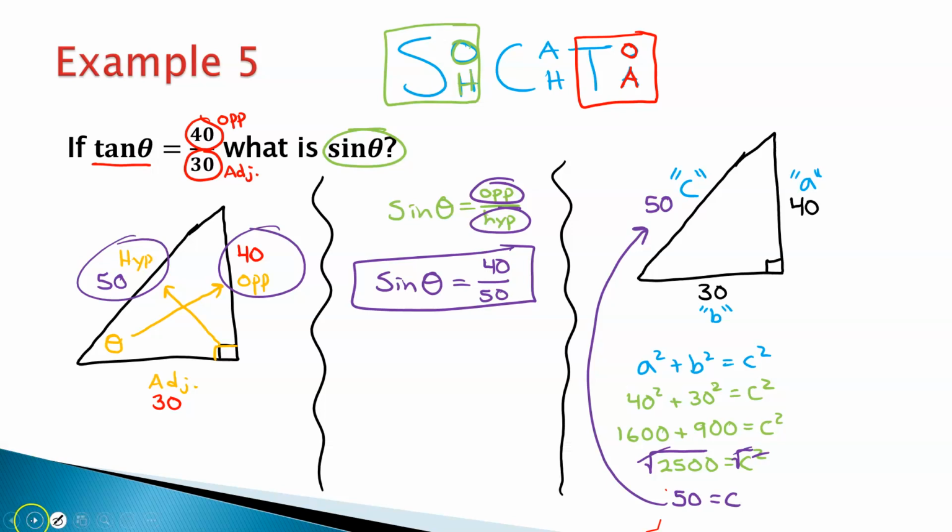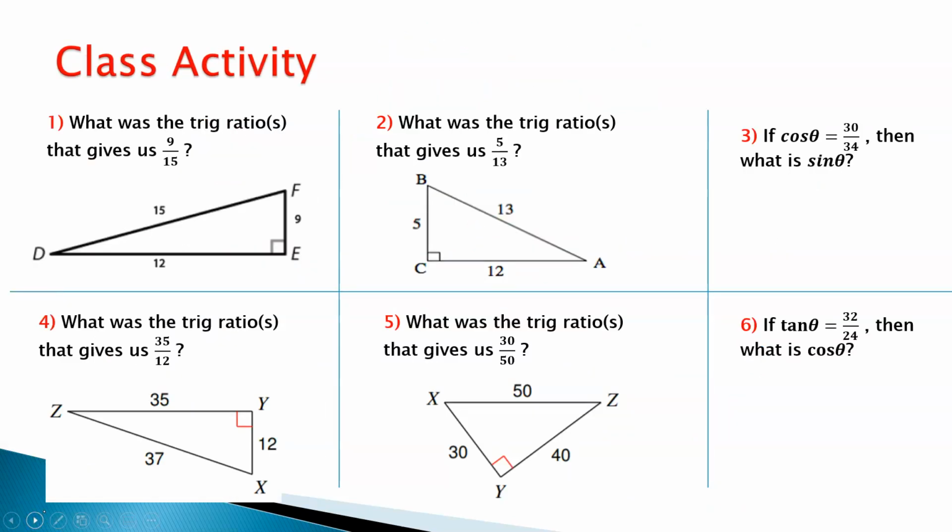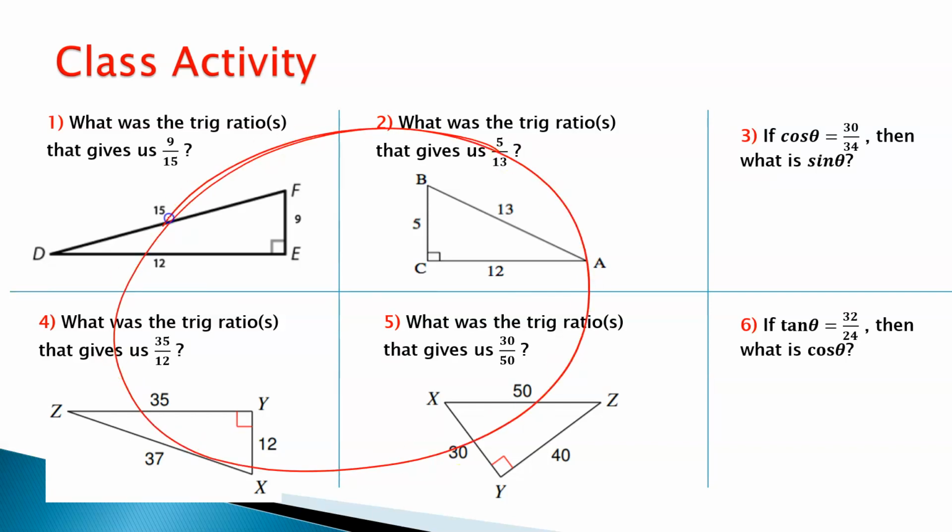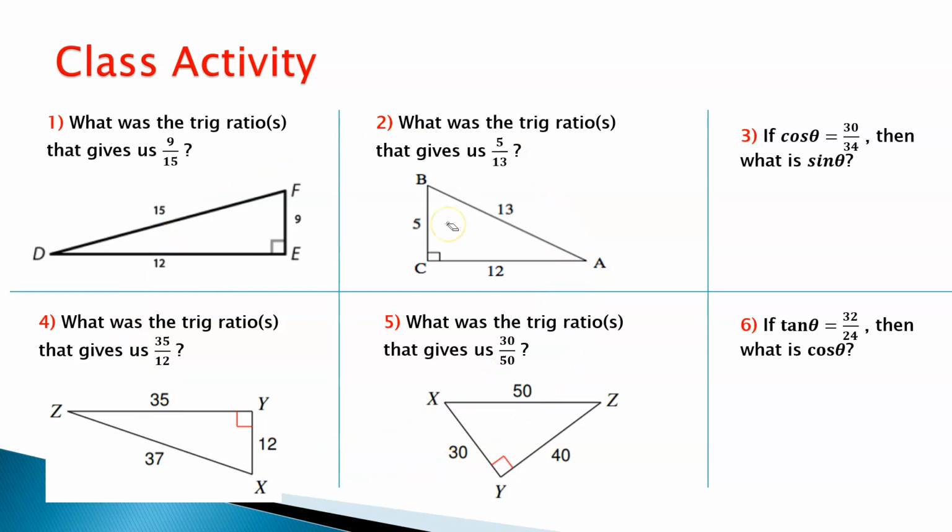All right, guys. So I believe that was the last one. Yep, there we go. So let me kind of explain what you guys are doing here. This is your class activity, guys. For these first four right here, you are trying to find that trig ratio. So again, place yourself at one angle, then reset the problem, place yourself at the other.